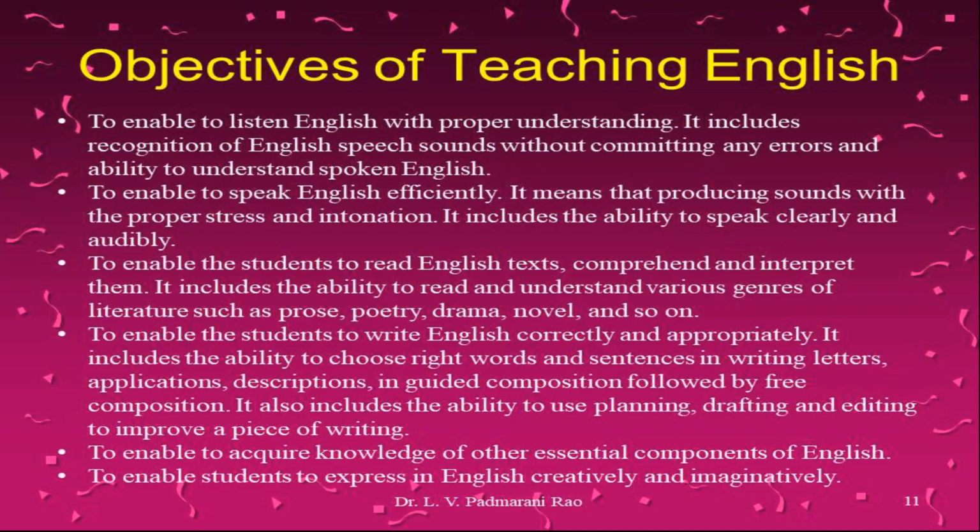The third is to enable the students to read English texts, comprehend and interpret them. It includes the ability to read and understand various genres of literature such as prose, poetry, drama, novel, and so on. The fourth is to enable the students to write English correctly and appropriately. It includes the ability to choose the right words and sentences in writing letters, applications, descriptions in guided composition, followed by free composition. It also includes the ability to use planning, drafting, and editing to improve a piece of writing.